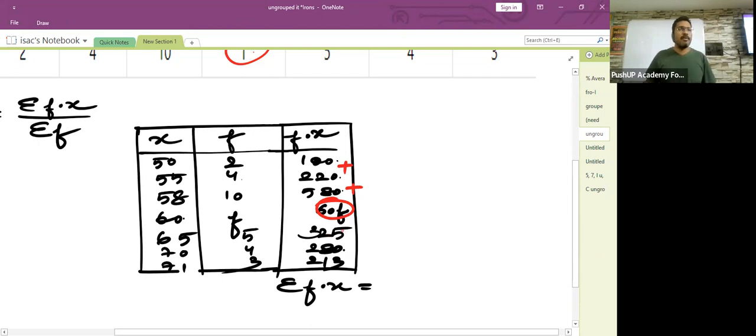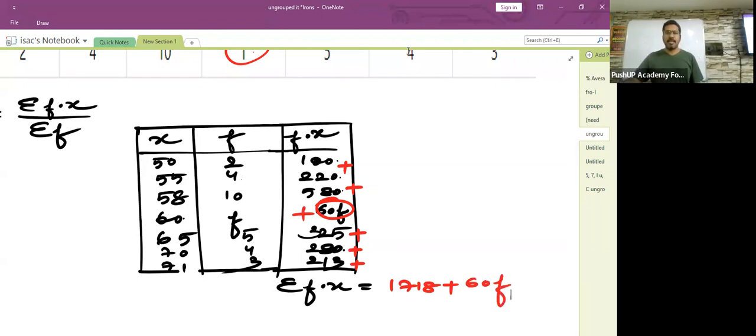900 plus 325, 1225. 1225 plus 280 is 1505, isn't it? 1505 plus 213 is how much? 1718. Are you getting it? 1718 plus, children, plus 60f. Am I right? Hello, children, just let me know. Maria, is it correct? Beside 1718 plus 60f. Okay.